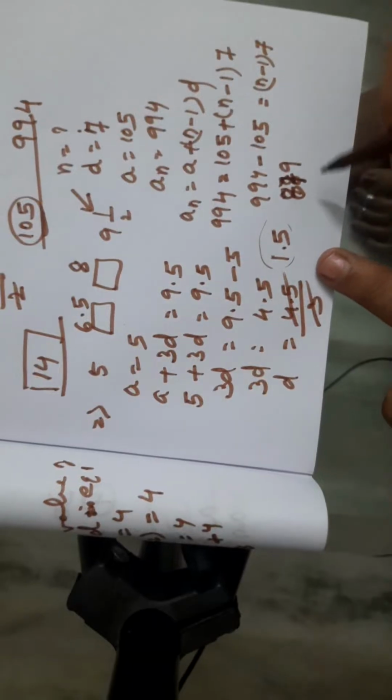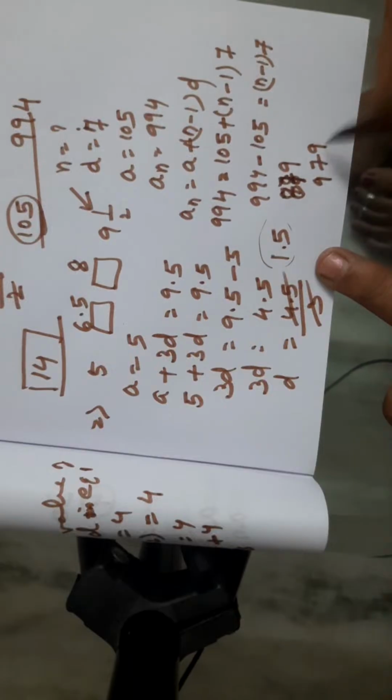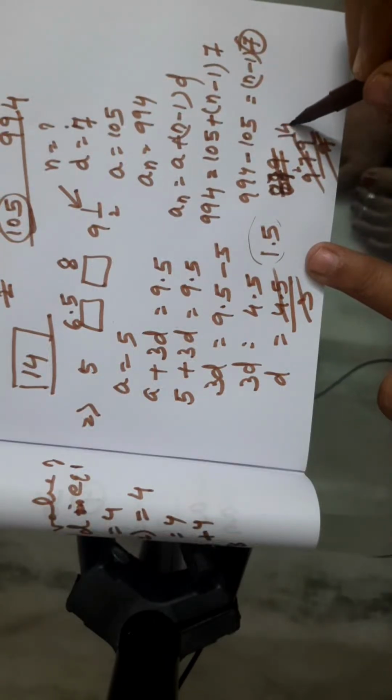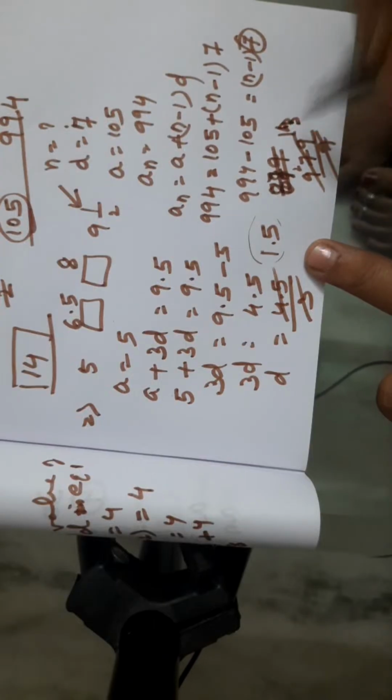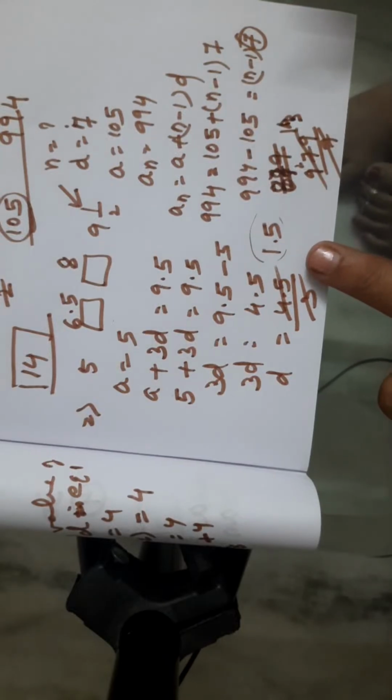So here we got 979 while subtracting. Divide 979 by 7. So 7 ones are 7, 2 carry, 7 fours are 28, 7 threes are 21. Then we have a calculation mistake we are getting here. So is there anyone who can say, if we subtract 105 from 994, what will be the answer?